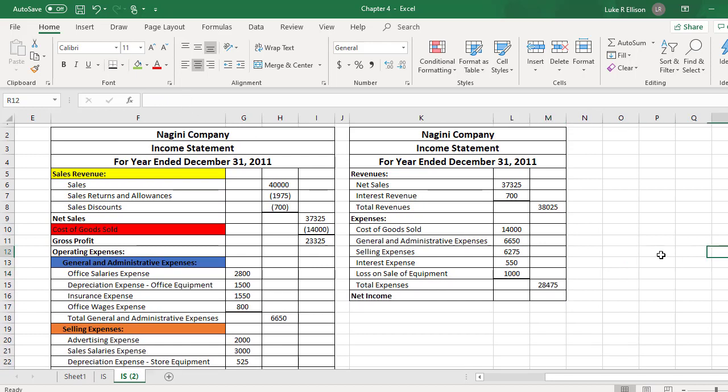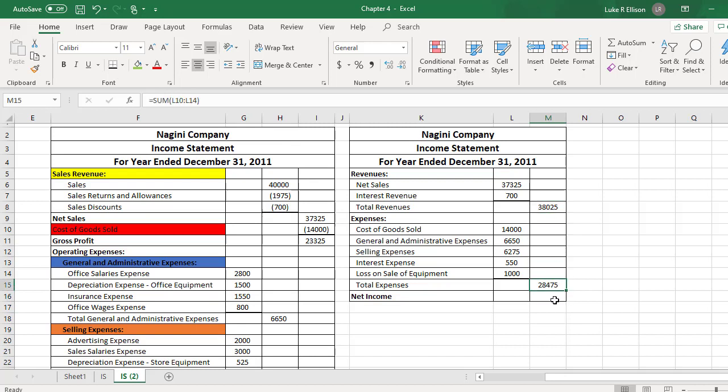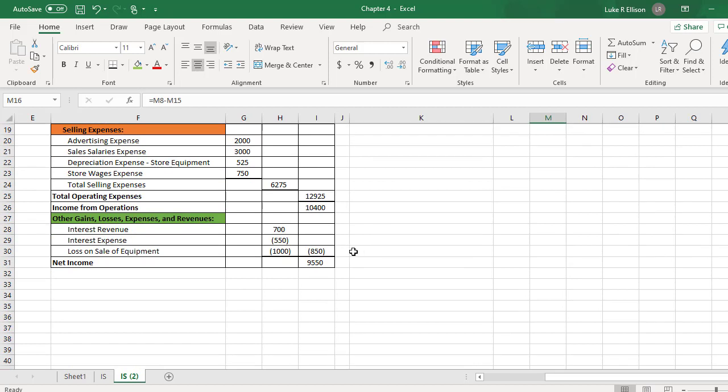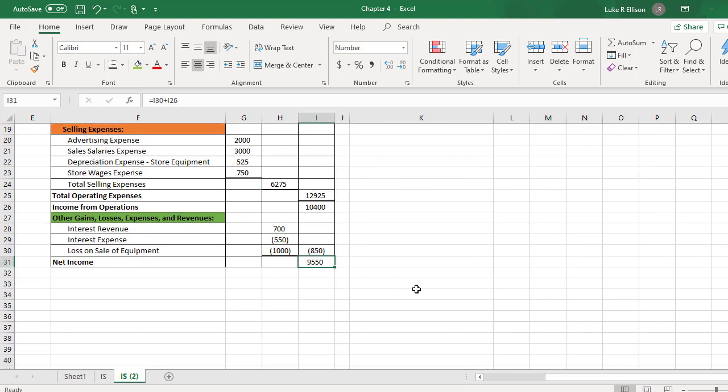And if we add all the expenses together, we get a total of $28,475. We can take our total revenues and subtract our total expenses. So this is what we call the one step in the single step income statement. And if we do that, we get net income of $9,550, which is the same thing we got when we did the multi-step income statement.